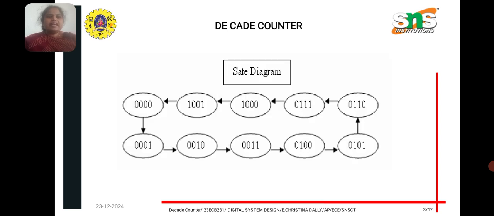So this is the state diagram of the decade counter. It starts from 4 zeros, then 1, 2, 3, 4, 5, 6, 7, 8, 9. So the cycle repeats from 0 to 9.